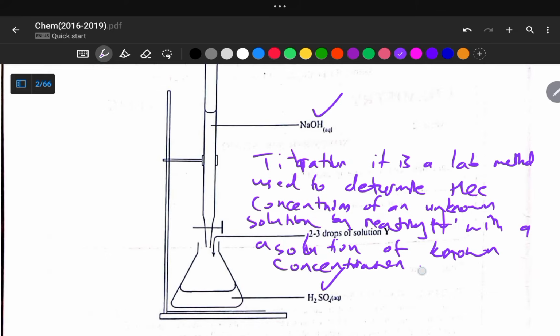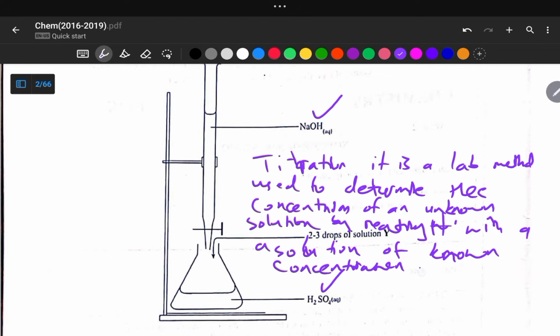For the method of titration, the general overview: first we fill the burette and measure the volume of the solution of known concentration. Then add a few drops of the indicator. Solution Y is the indicator, right? We are required to add 2 to 3 drops. After adding the indicator, we slowly add the standardized solution, then stop adding it when the indicator changes color, and record the volume. So this is the general overview of titration.